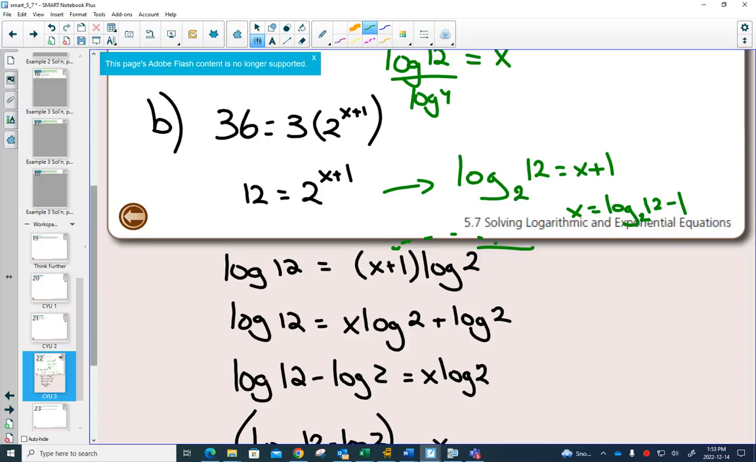And I mean, there's apps where you can just take pictures of this stuff, right? And it just solves it for you.